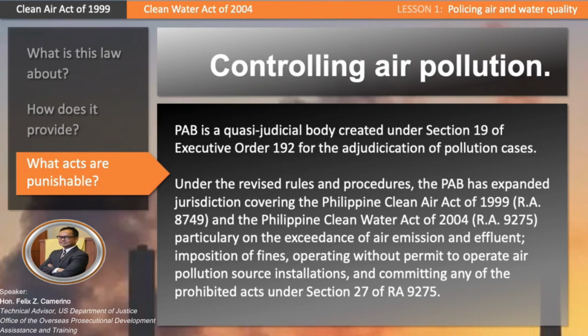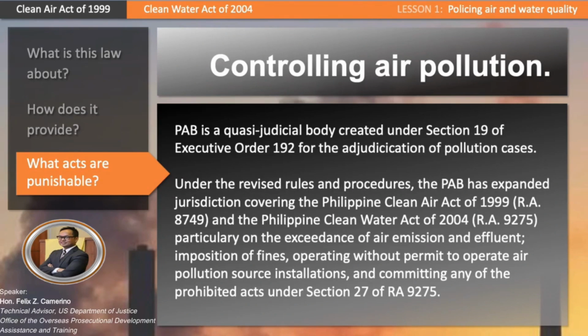Okay, the PAB was actually created, you might recall in an earlier discussion, by an executive order that was put into effect which reorganized the DENR. So one of the things that it did in its reorganizing is it created this quasi-judicial body, the Pollution Adjudication Board. And of course, its purpose is for the adjudication of pollution cases. Quasi-judicial body. Okay.